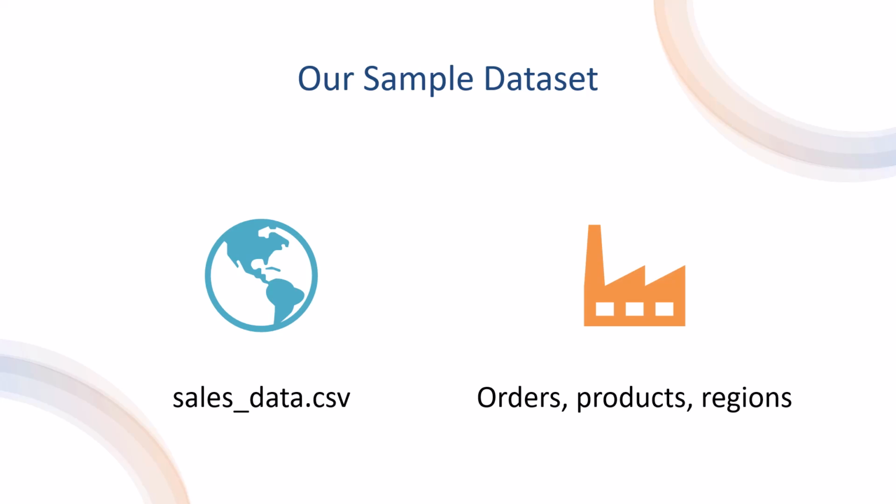So let's see our complete sample dataset. We'll work with a sample dataset stored in a CSV file. Each row represents an order and each column represents a business attribute such as region, product, quantity, and price. Our CSV file is salesdata.csv. This kind of structure closely mirrors real-world business data.